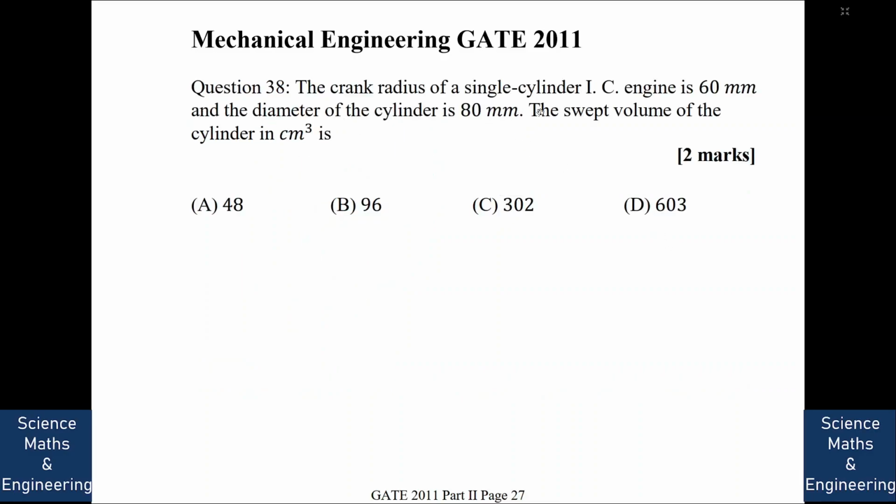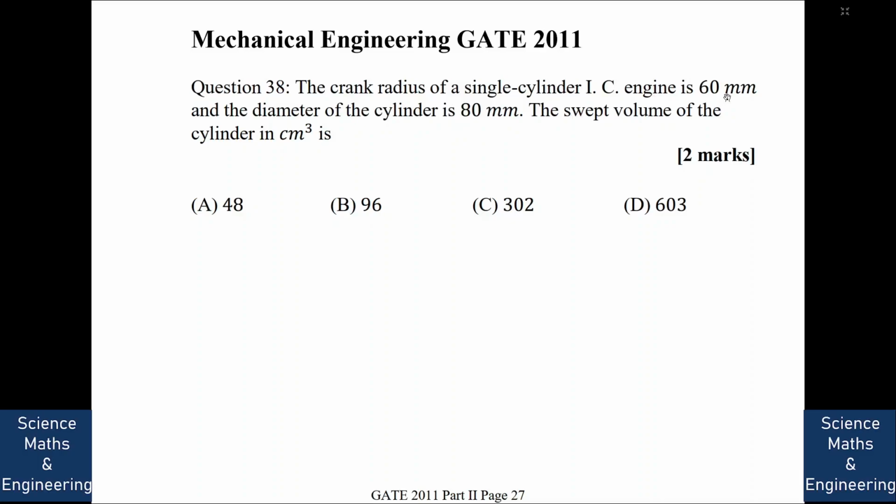The crank radius of a single cylinder IC engine is 60 millimeter and diameter of the cylinder is 80 millimeter. The swept volume of the cylinder in centimeter cube is? So we are given crank radius, that is 60 millimeter. Diameter of the cylinder is given 80 millimeter. So we need to find out the swept volume.